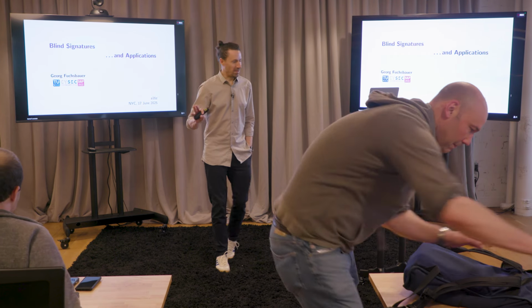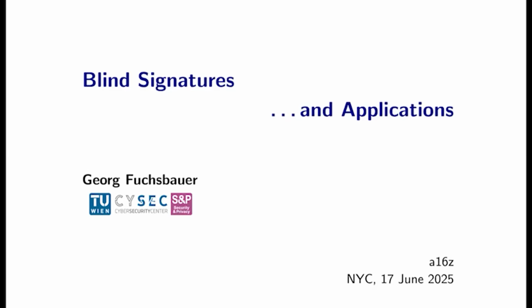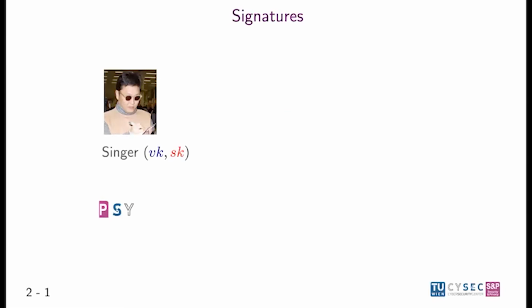So I'll talk about blind signatures and some applications. And since this is a16z, I'll focus mainly on applications to blockchain protocols. Okay, so let's start with some basics.